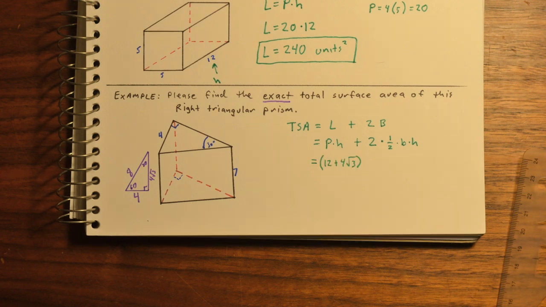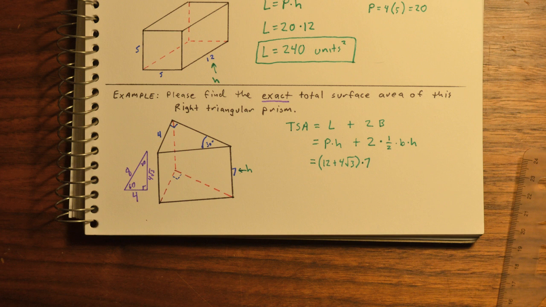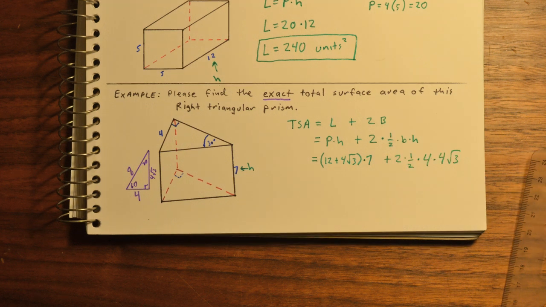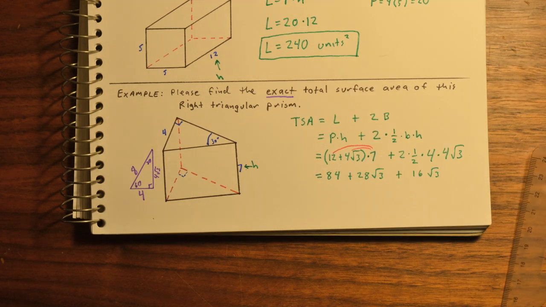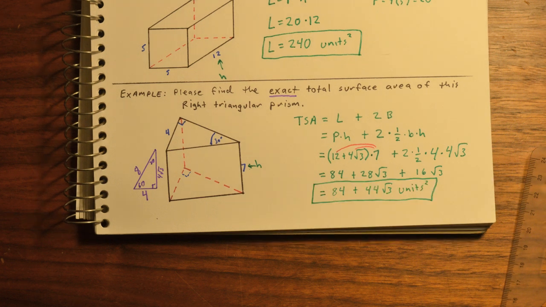So the perimeter there is 12 plus 4√3, times the height, which is 7. And then we want to add two triangular bases, so 2 times 4√3. Now distribute 7. We get 84 plus 28√3 plus 16√3. And that gives us a final answer of 84 plus 44√3 square units. That would be the exact total surface area for this prism.